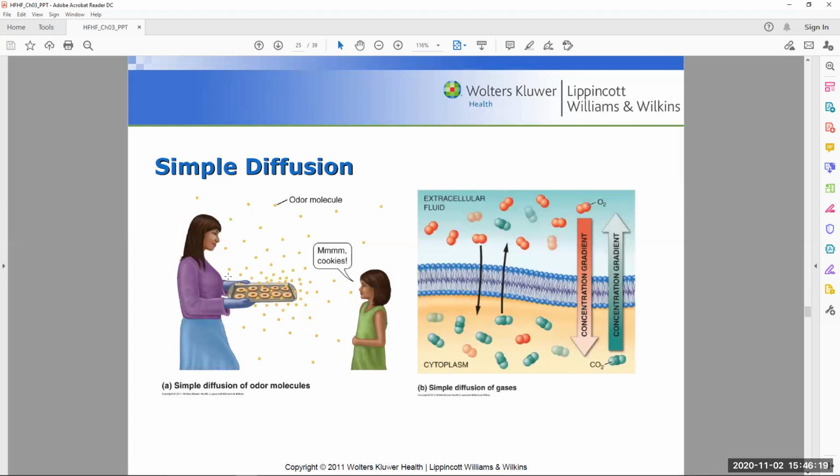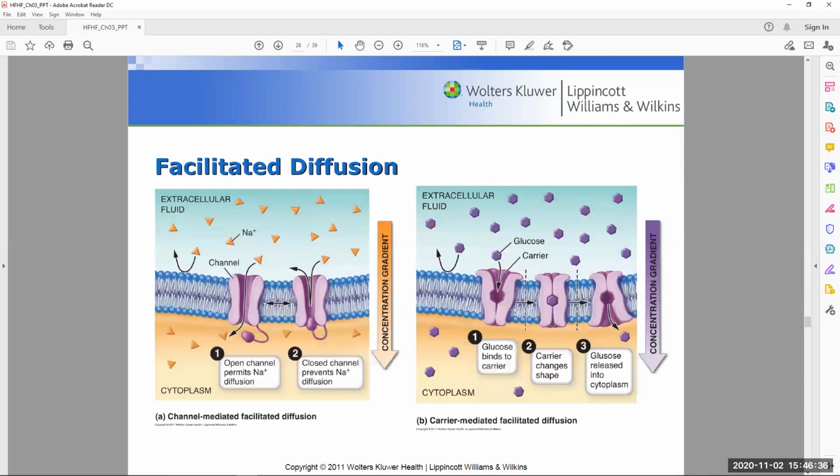So that's how it is smelled, because you have simple diffusion of these chemical odorants from the cookies to the nose of the young girl in this case, right? And then it is processed in the olfactory portion of the brain. So that is very important.